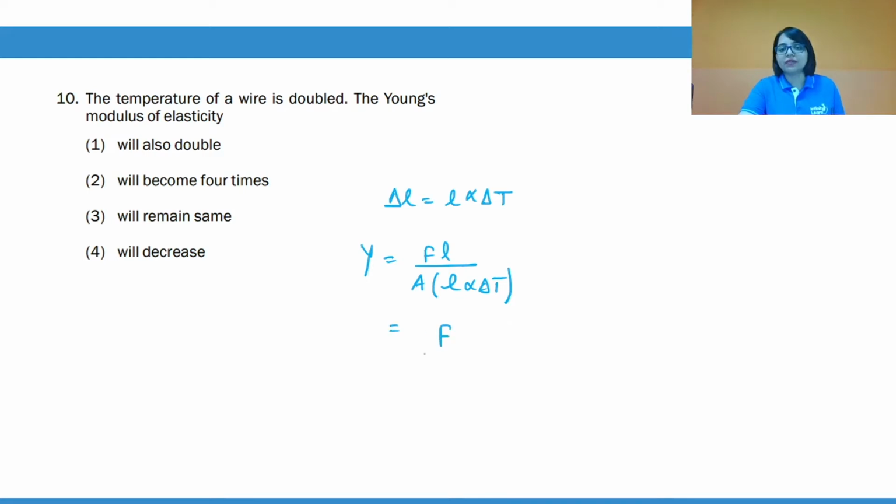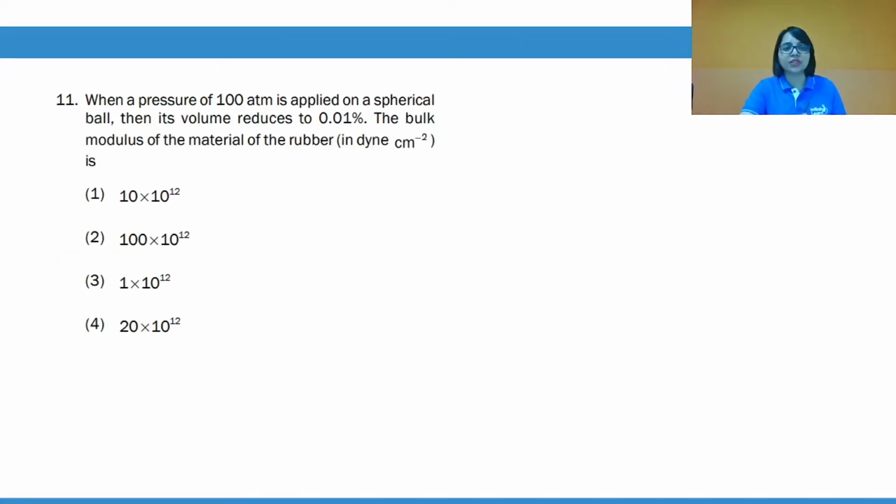So basically Y will be F upon A alpha delta T. Now, you can see that the denominator value is increased, right? And because of that, the overall value of Young's modulus will decrease. So the correct answer is option 4. Next is question number 11.